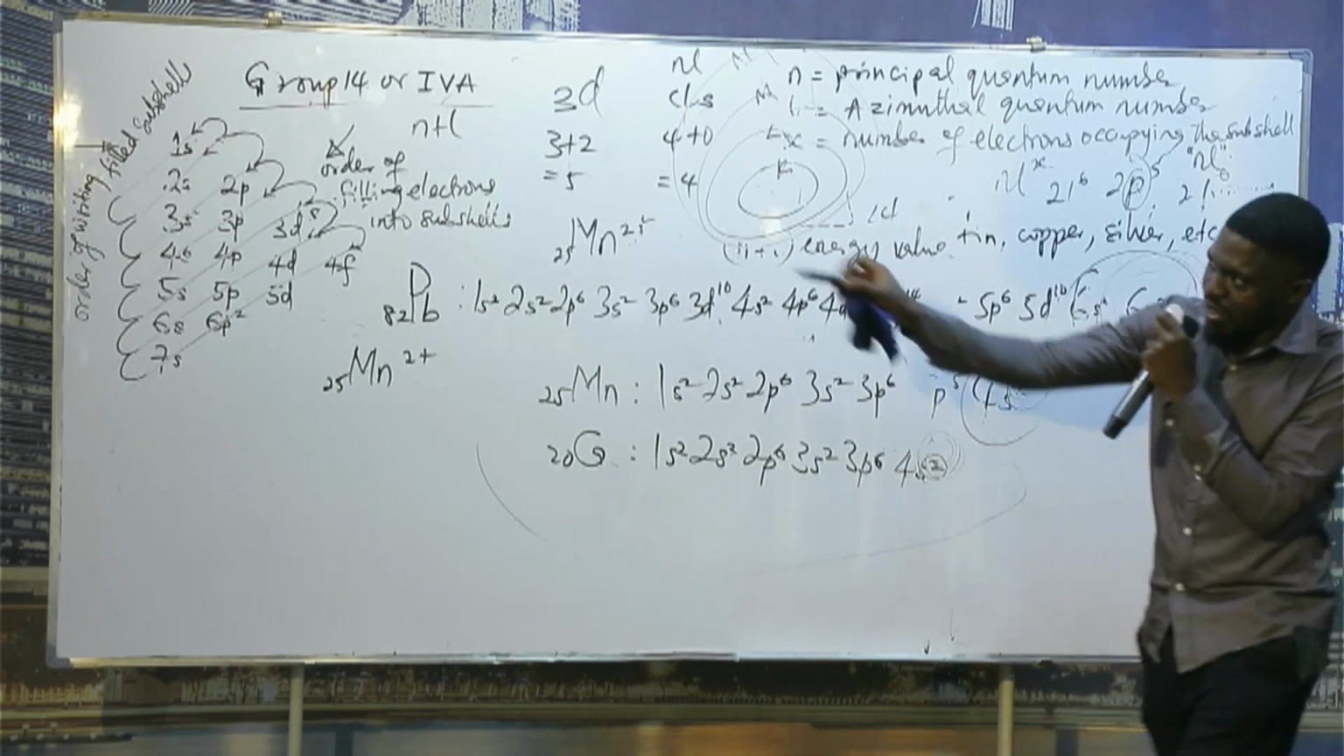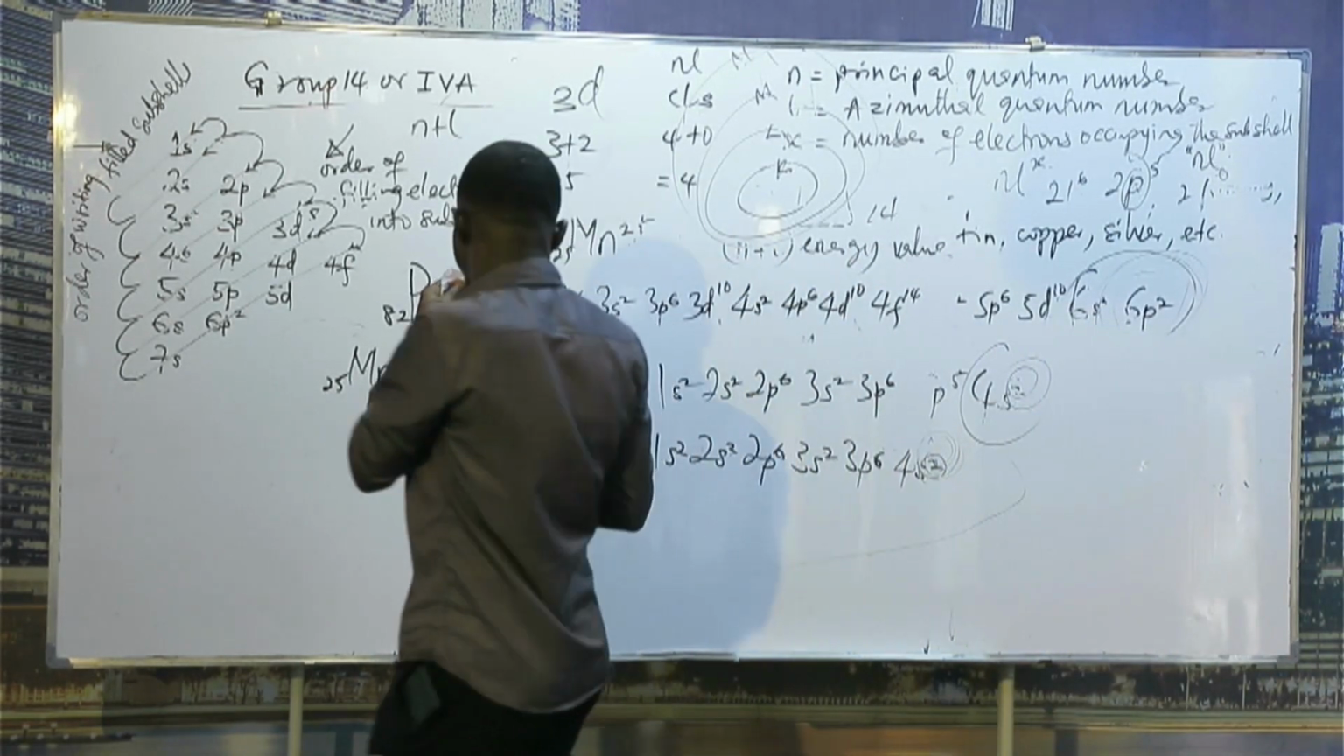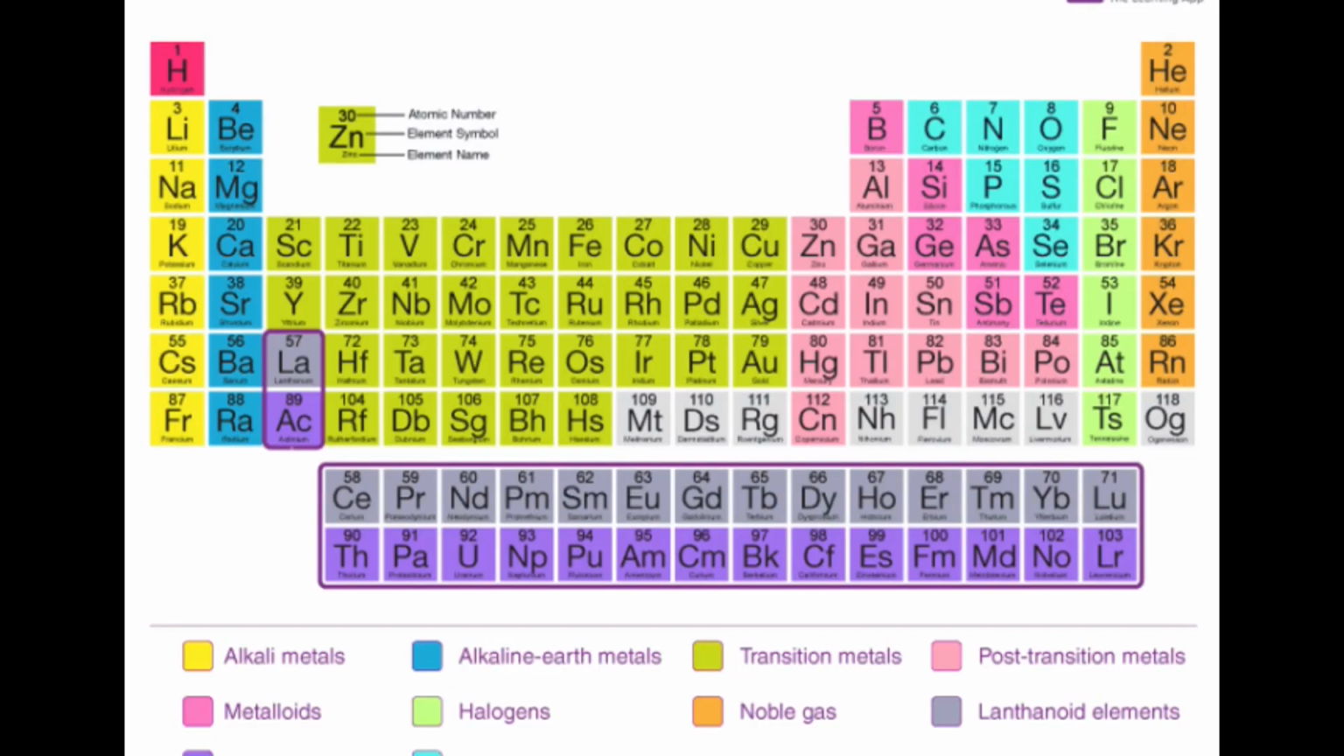Is that right? Please, periodic table again. So you're going to find calcium in what? Period 4. Period 4 group what? Let's find out. Period 1, 2, 3, 4. Group what? 1, 2.